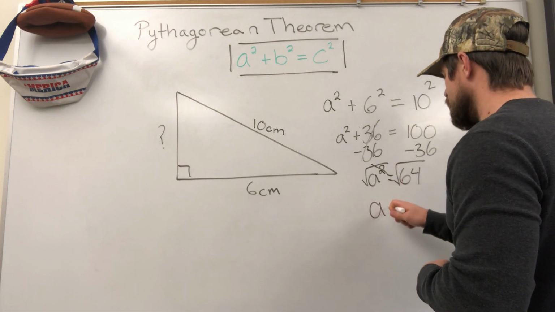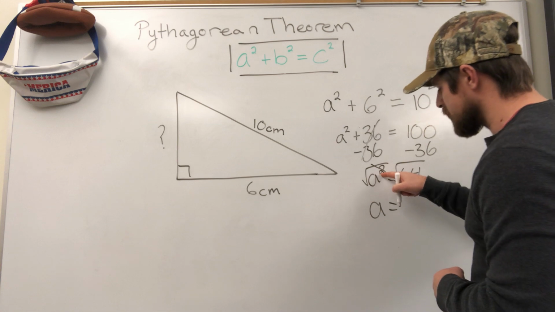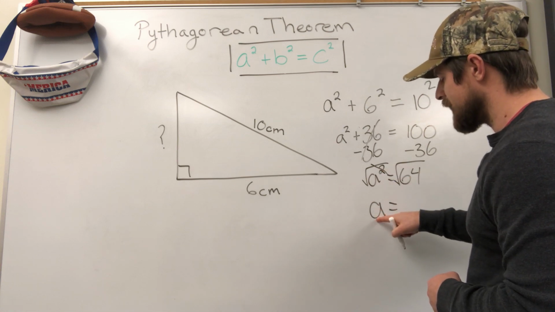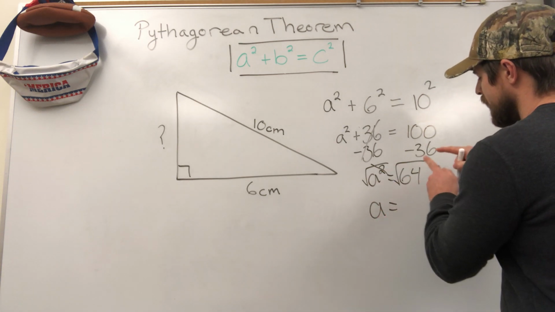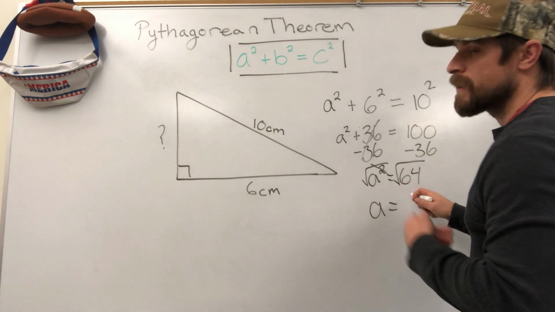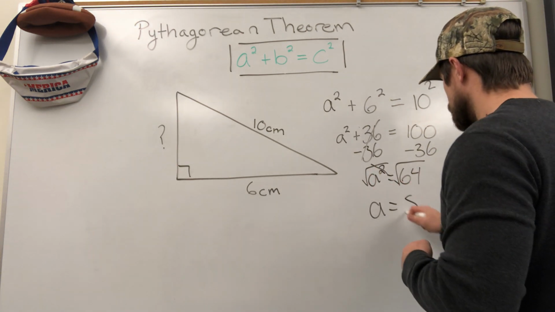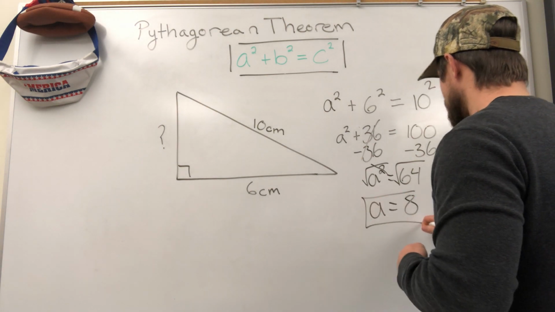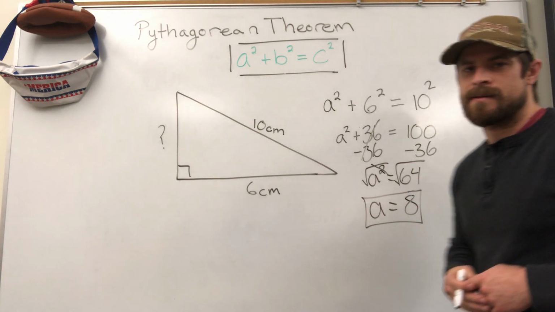And now I have A all by itself. I've got rid of the exponent by square rooting. Now A is by itself. And I just need to know what the square root of 64 is. And we all know that 8 times 8 equals 64. So A is 8 centimeters long.